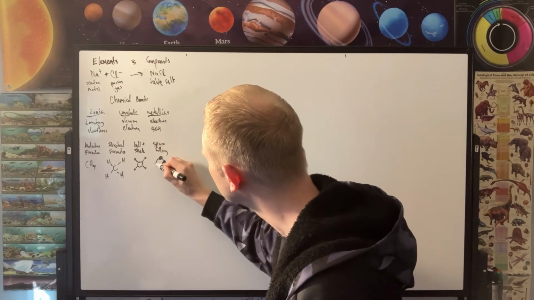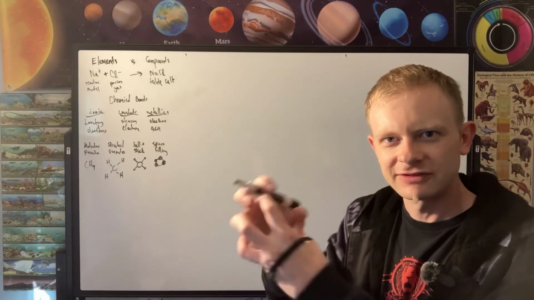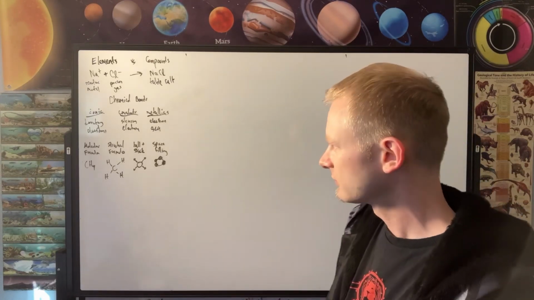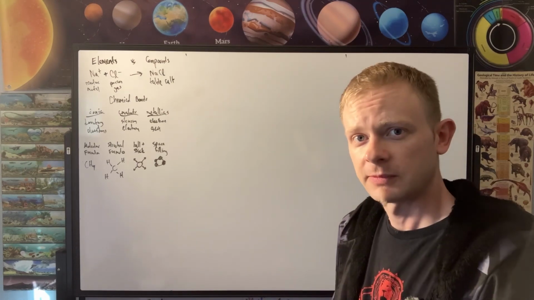And remember the space filling ones that are in those little machines, like in museums, where they have the little balls attached to the things and you move them around? So that's the space filling one. So this is a couple different ways you can represent these compounds.